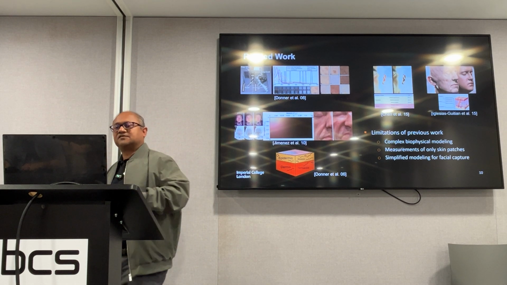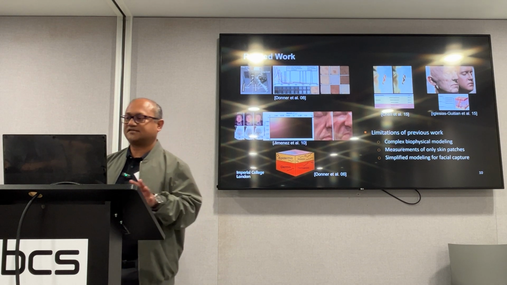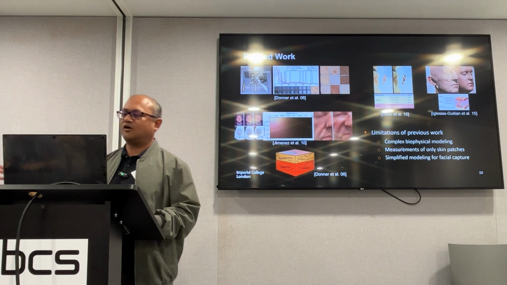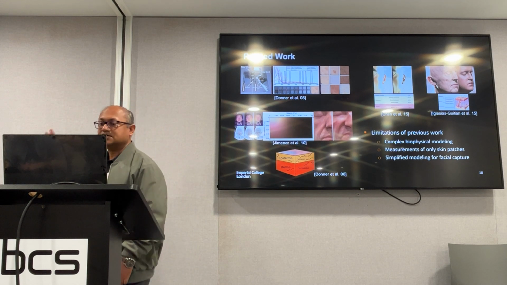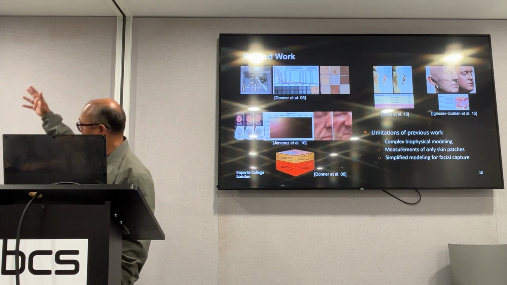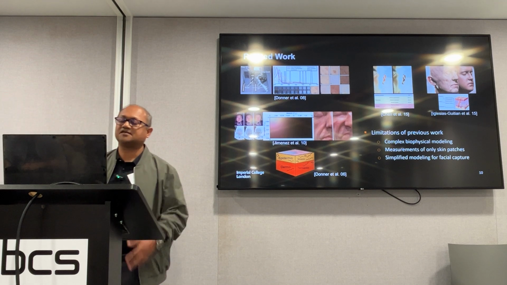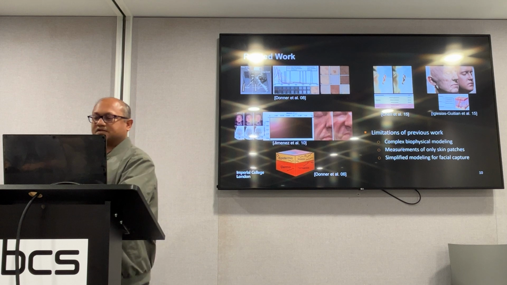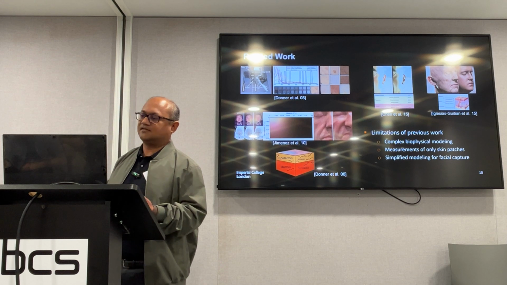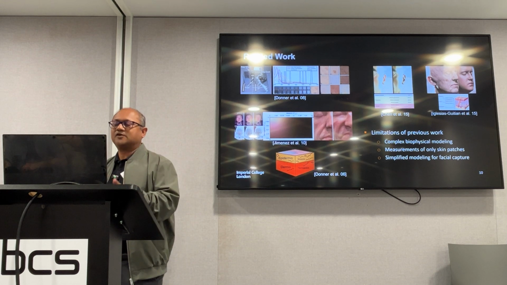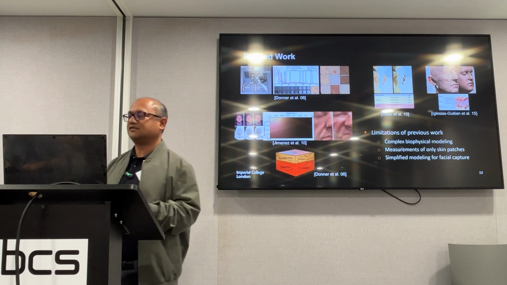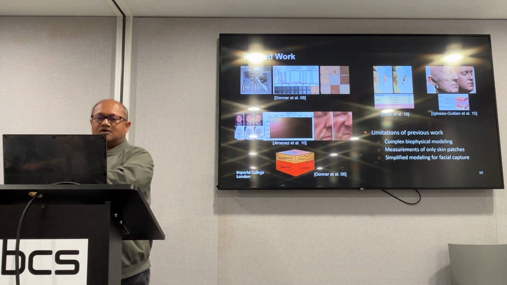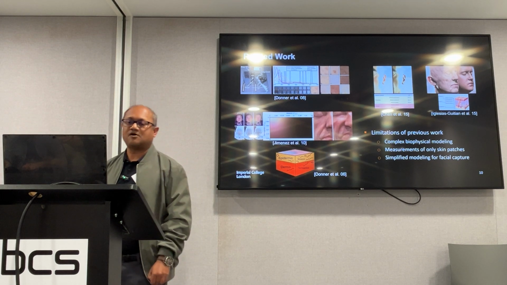Before we did this work, there's been lots of work in computer graphics and tissue optics, and they all worked on different aspects of it. So there were some very high quality, complex, sophisticated spectral subsurface scattering models developed in the literature that we looked at. The problem was that there was almost no way to measure the parameters for these models for a whole human face.